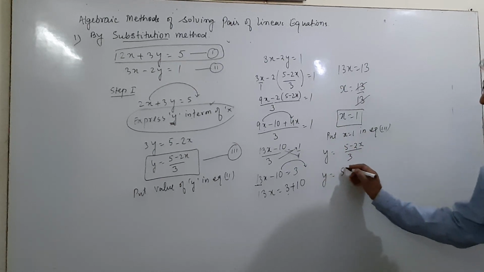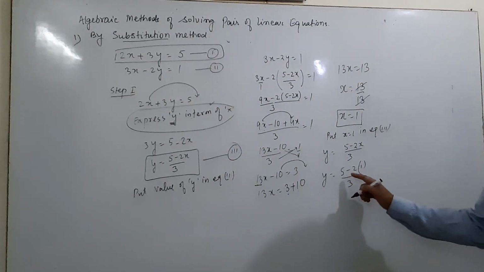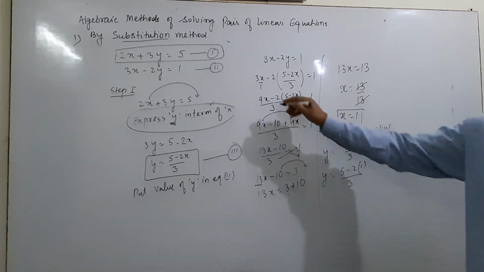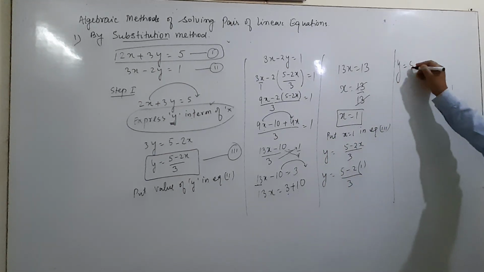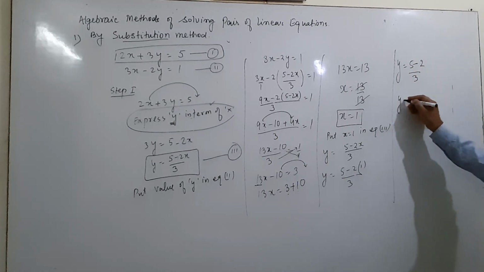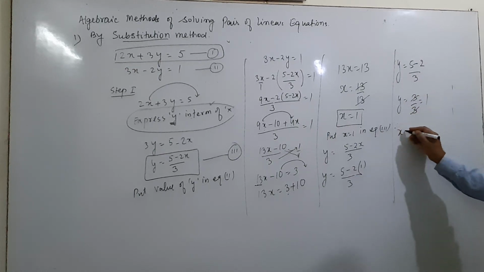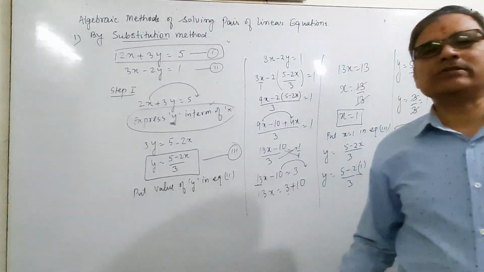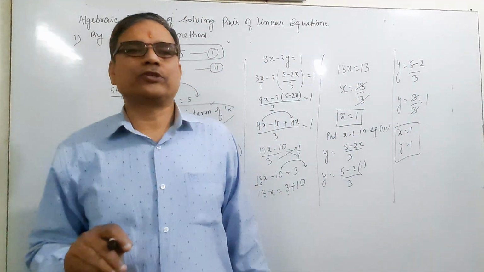y is equal to 5 minus 2, what is x? 1, upon 3. And then what I have to write? y is equal to 5 minus 2 times 1, that is 2, upon 3. y is equal to 5 minus 2, that is 3, upon 3. This will cut. Therefore x equal to 1, y is equal to 1. Value of x is 1, value of y is 1. In this way we can find out the value of x and value of y by substitution method.